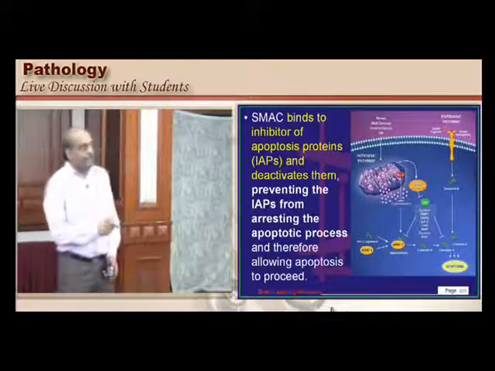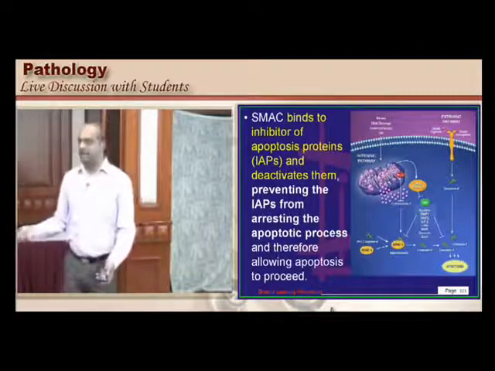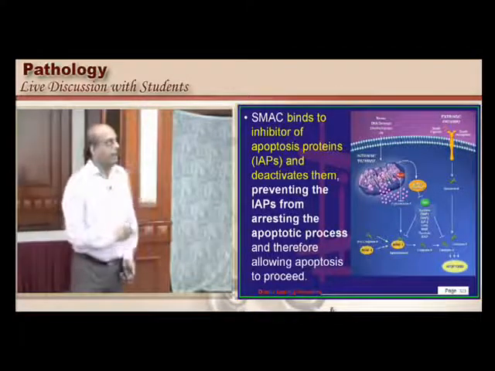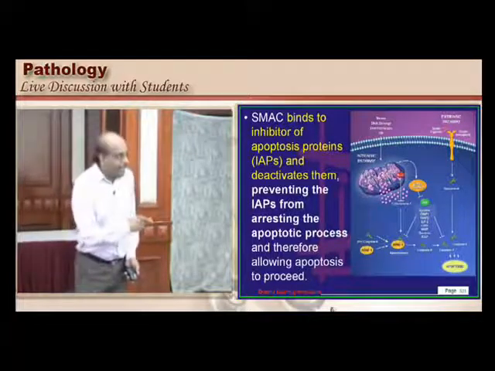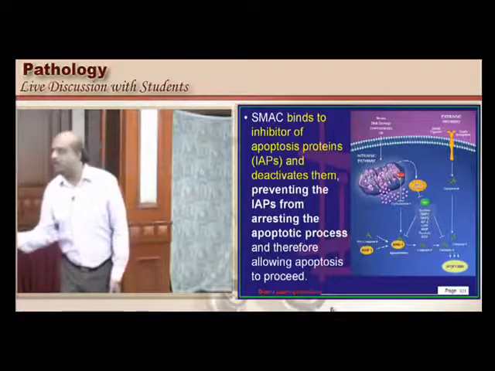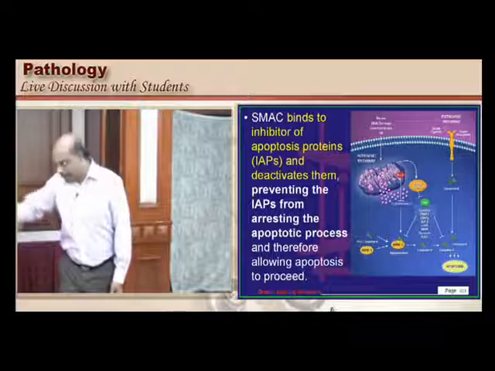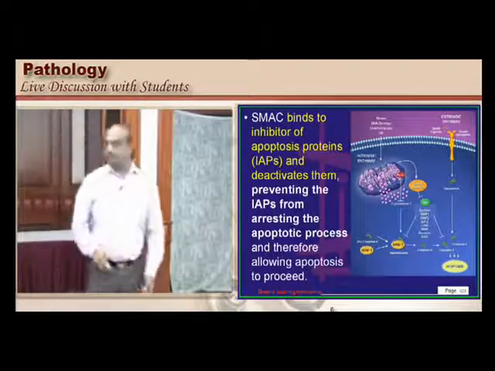And normally, what is the role of the inhibitor of apoptotic process? The name itself says it prevents apoptosis. But the moment SMAC is released, it goes and binds with IAP. IAPs are inactivated and they can no longer stop apoptosis from happening. So apoptosis becomes initiated. That is what basically happens.